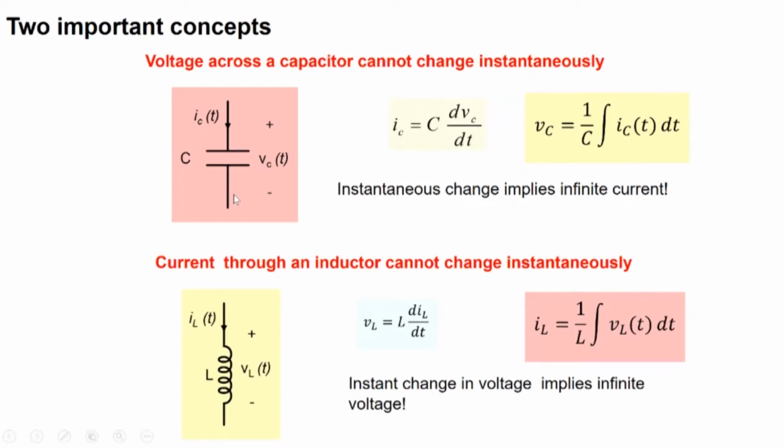While we analyze these circuits, we need to remember that the voltage across a capacitor cannot change instantaneously, because that would require infinite current. Similarly, the current through an inductor cannot change instantaneously, because that would require a very high or infinite voltage, which is not possible in practical cases. So these are two things we will keep at the back of our mind when we analyze the circuits here.